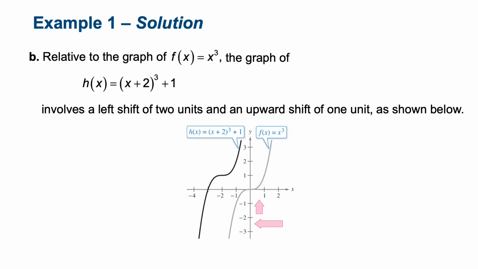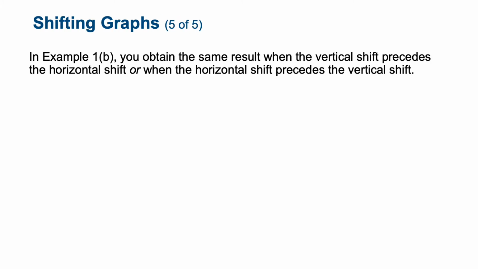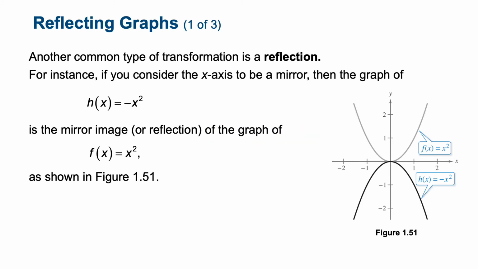If you have here x plus 2 quantity cubed plus 1, it's still the cubic function. However, you have a left shift of 2 and an upward shift of 1. So starting from here, you would go over 2, up 1, and then draw exactly the same graph. It doesn't matter the order that you do it. You could have done the vertical shift first and then the horizontal shift. It really doesn't matter.